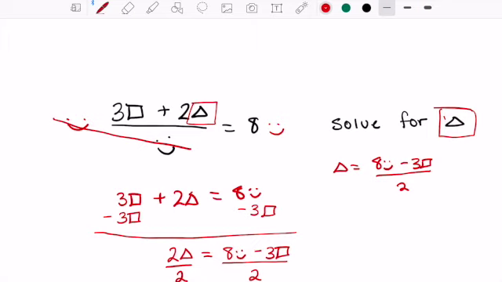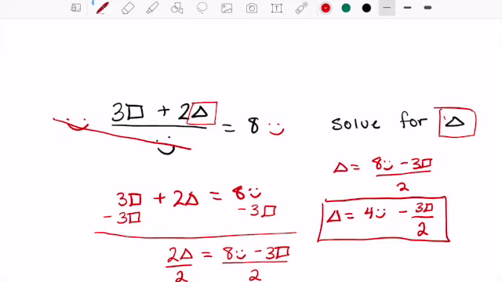Now we can simplify this problem a little bit further. I can divide 8 smiley face by 2, but I can't divide negative 3 square by 2 cleanly. So what I'm going to do is divide just the 8. 8 smiley face divided by 2 is 4 smiley face, but then we still have minus 3 square divided by 2. And there's the solution for that literal equation.